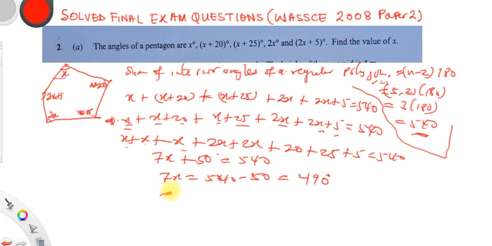So we have 7x. If you want to find x, you divide through by 7. x is equal to 490 over 7. Obviously, 7 times 7 is 49. So it means that we get 70 degrees, guys, as your answer. So the value of x is 70 degrees. Guys, you see, this is very understanding and enjoyable.